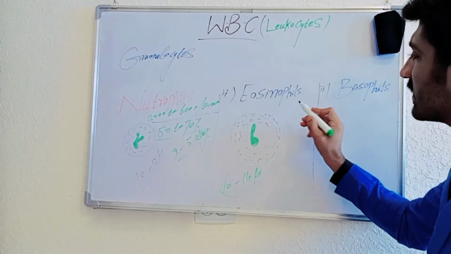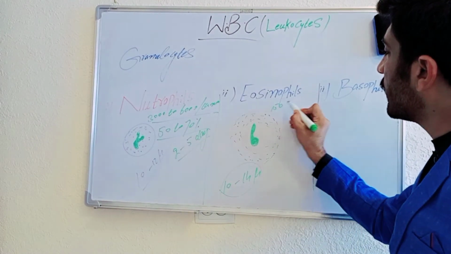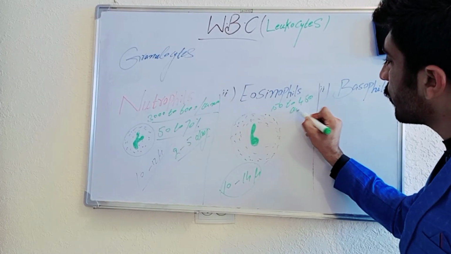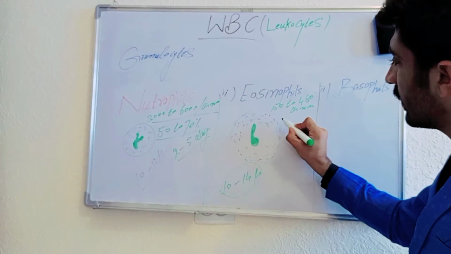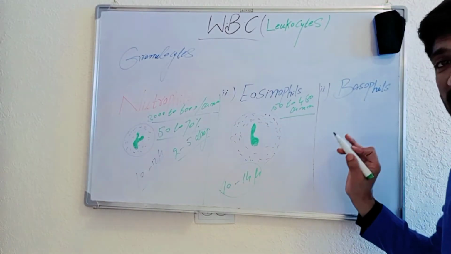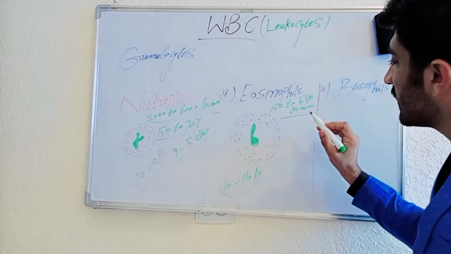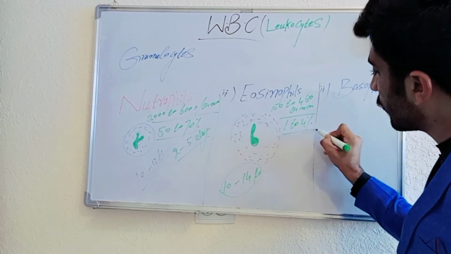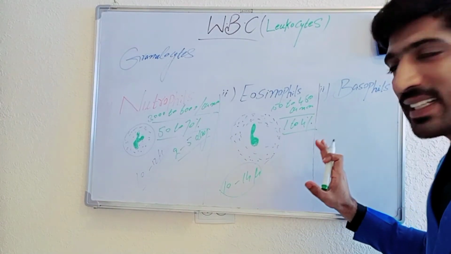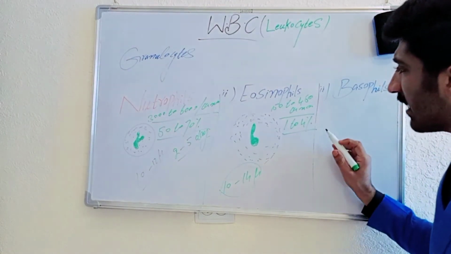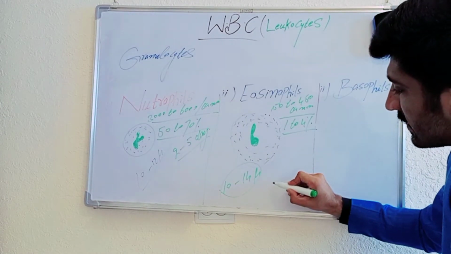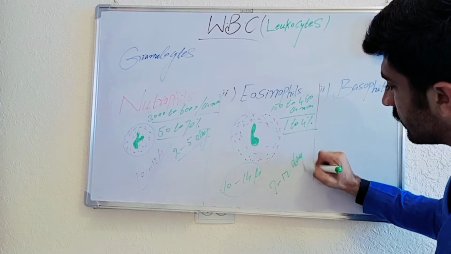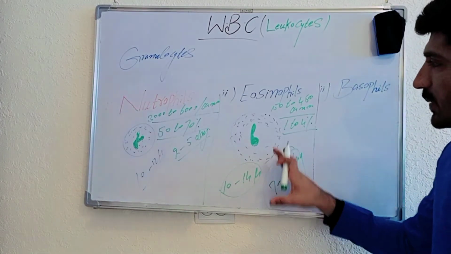And the value of this cell is 150 to 450 per cubic millimeter. And if we talk about percentage, the percentage of this cell is 1 to 4% of the leukocytes. And the lifespan of this cell is 7 to 12 days.